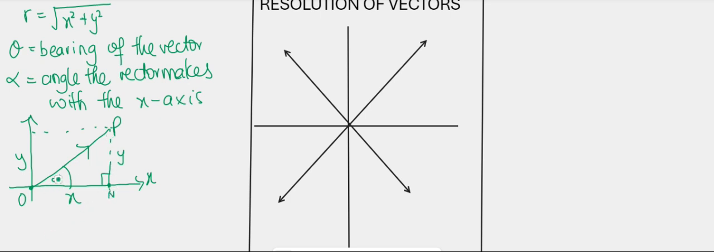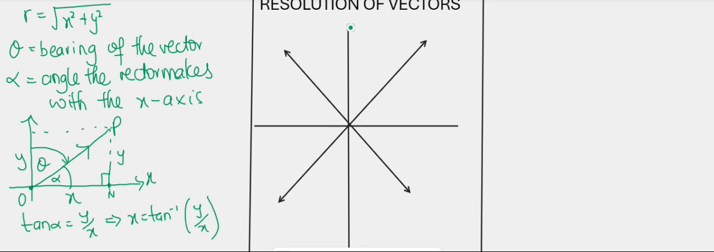And so if we are looking for alpha, we can use tan. We'll say that tan alpha is equal to y over x, and so alpha will be equal to tan inverse of y over x. Now, theta is the bearing measured always in a clockwise direction. So somebody will say to find theta, I just have to subtract alpha from 90 degrees. That only works for the first quadrant.